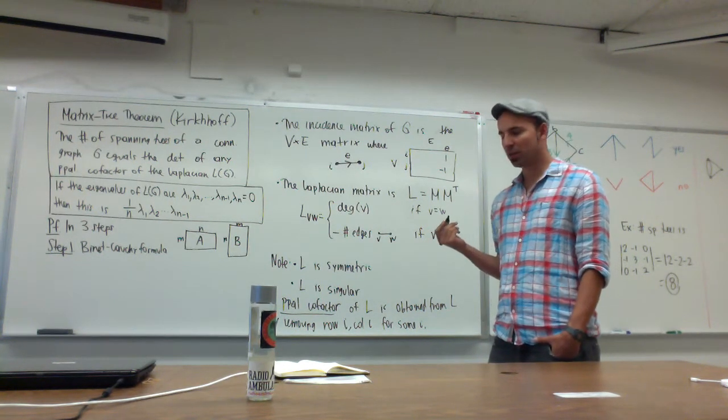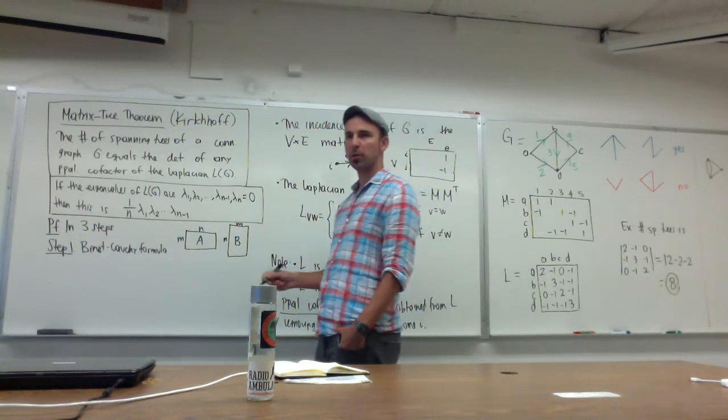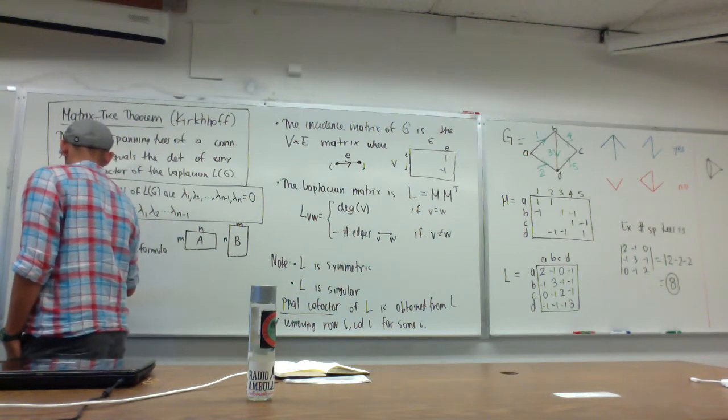Now, basically what we want to do, for example, if m was equal to n, then what would be the determinant of AB?